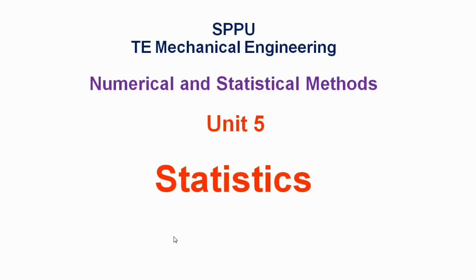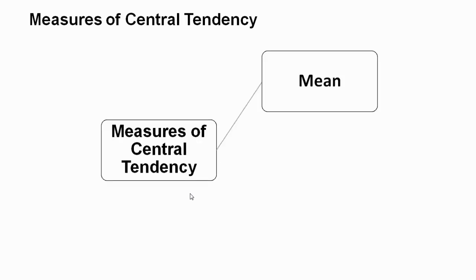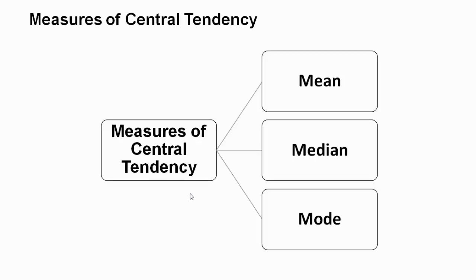In this course, unit number 5 is statistics. The first point in statistics is measures of central tendency. We will explore the different ways to describe the middle value of a dataset. So we will cover the mean, median and mode, and how to calculate them for both ungrouped and grouped data.